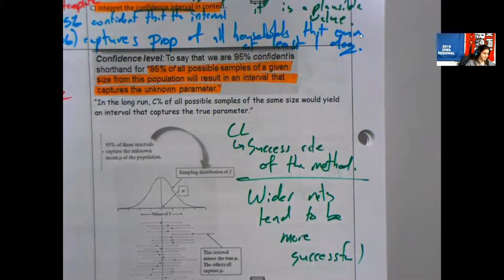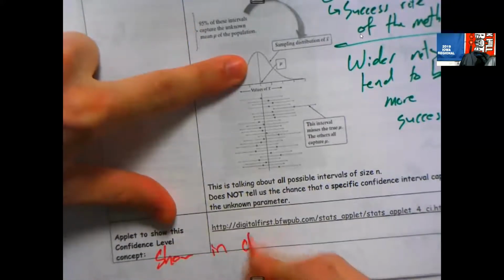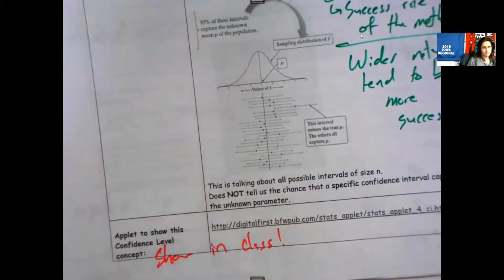Do we know? No. When you're in class, I'll show you this applet. We will do this in class. Remind me to show you this in class. Cooler in person.